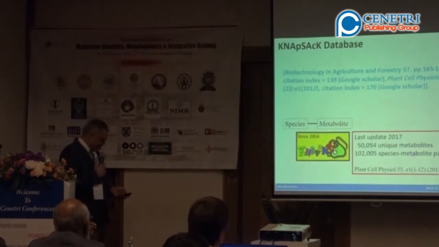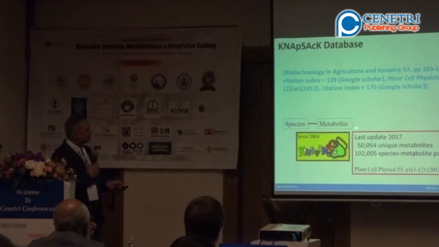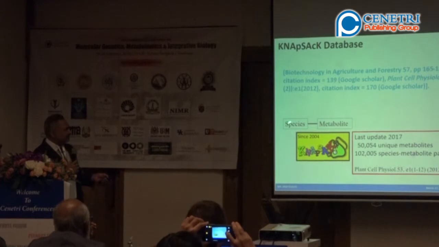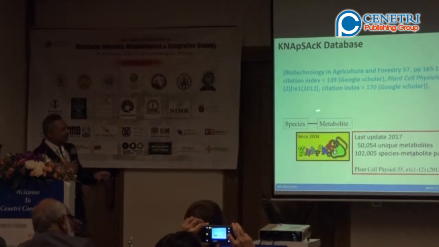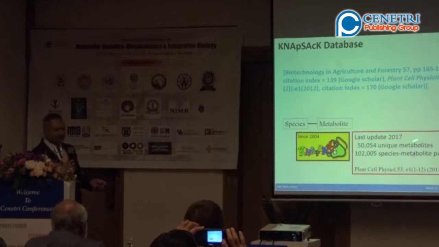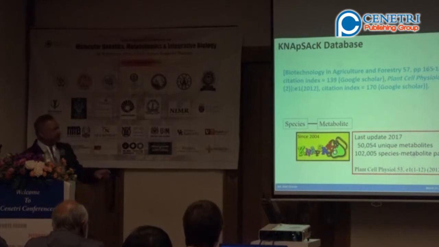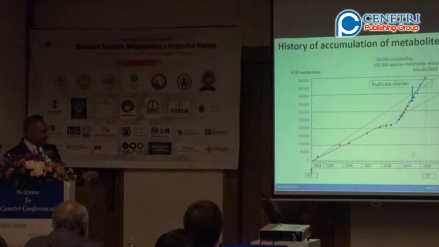So in our lab, we developed a simple database called the KNApSAcK database, where we try to accumulate information on species-metabolite relations. And we still update it occasionally. We have around 50,000 unique metabolites and more than 102,000 species-metabolite relations. Our database has been cited by many papers. We also published many papers based on our database in the last 10 years. We started this work in 2004.